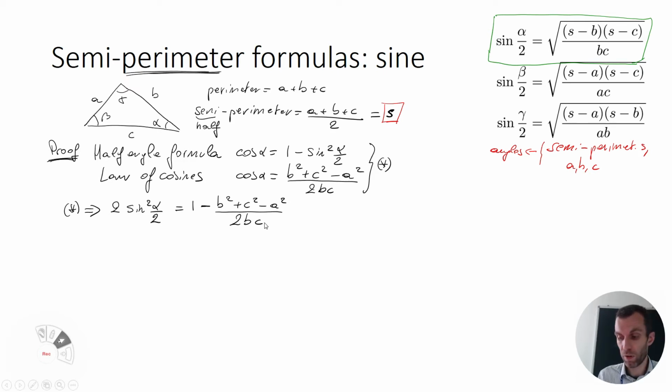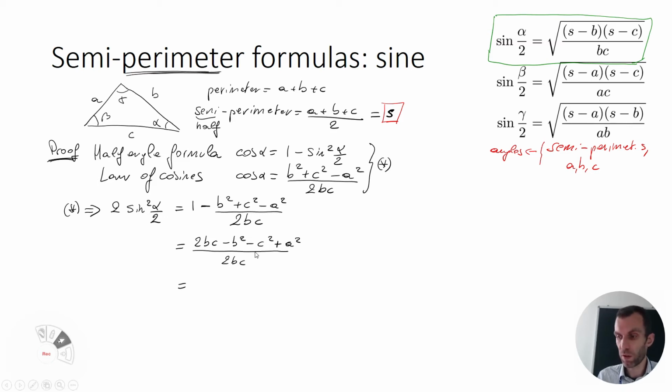From this point on, we're going to have to do a bit of algebra on the right hand side, but we actually are almost there. We almost have that formula. So let's bring this on the same denominator. Then what I get is 2bc minus b squared minus c squared plus a squared, divided by 2bc. And now I see something interesting in there. I have 2bc minus b squared minus c squared.